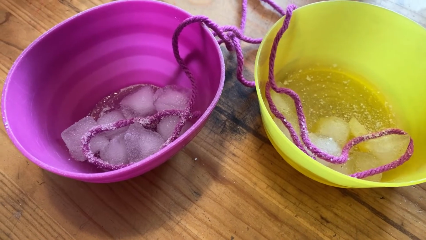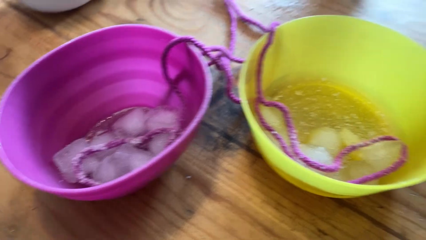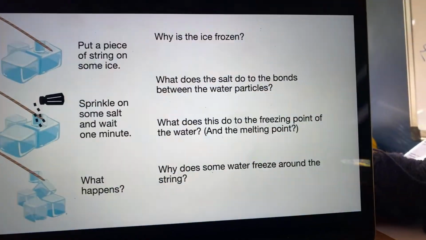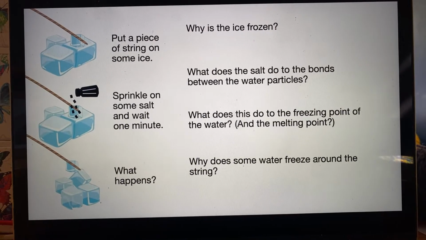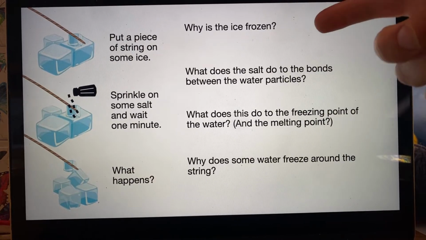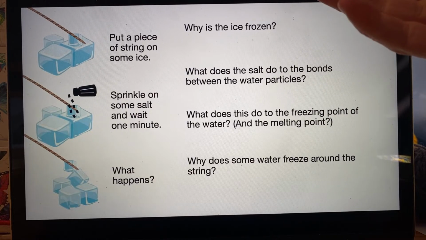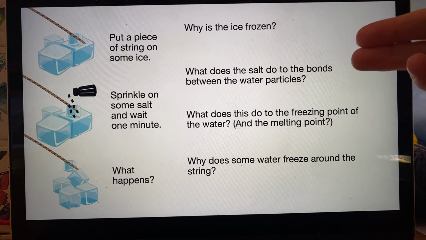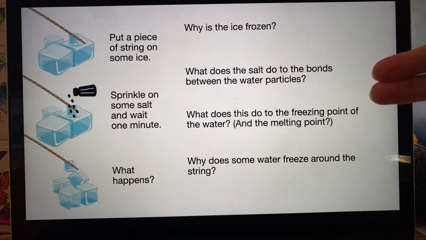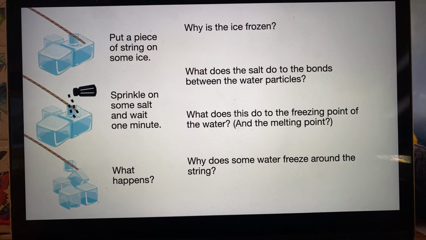Let's move on. Let's try and learn some physics while we're waiting for it to potentially not work. Here's your instructions. Put a piece of string on some ice, sprinkle on some salt and wait 1 minute. What happens? It sounds like a silly question. Why is the ice frozen? Don't say because it's been in the freezer. Why is the ice frozen? What does the salt do to the bonds between the water particles? What does this do to the freezing point of the water and the melting point? I'm going to tell you because there's no reason why you would know.